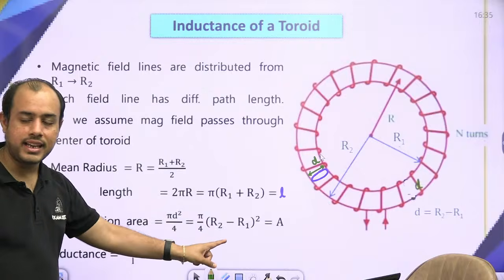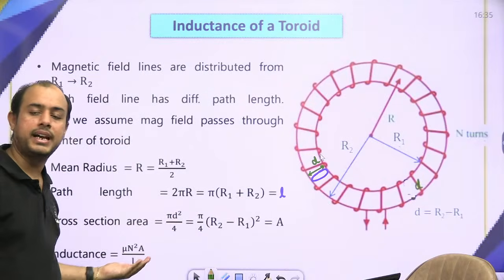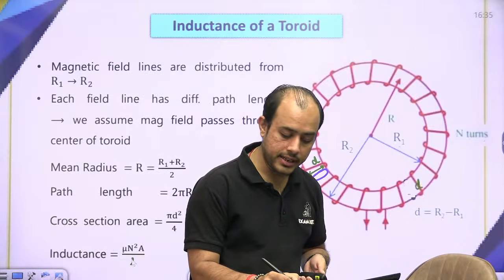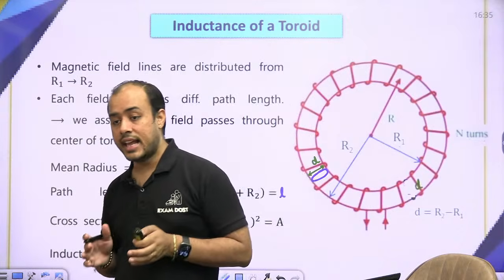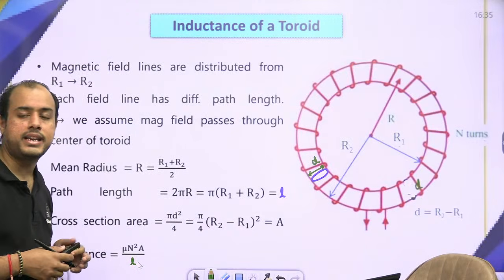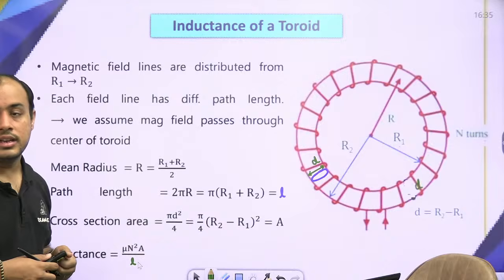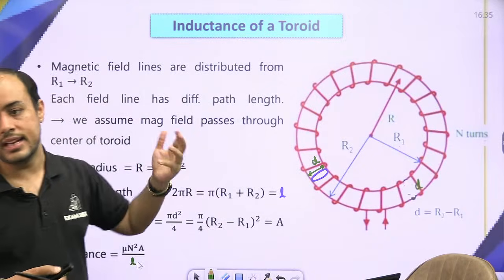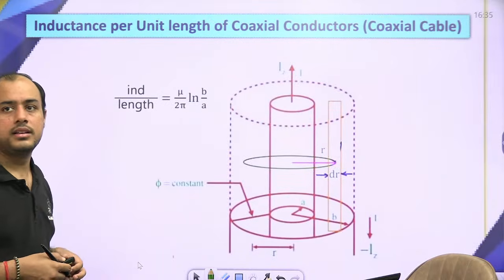So I have the area, I have the length. Apply the same formula as the solenoid. So remember, in a toroid, the length is the circumference of the mean radius, 2π(R1 + R2)/2, and for the area, find the diameter R2 minus R1, then πd² by 4.